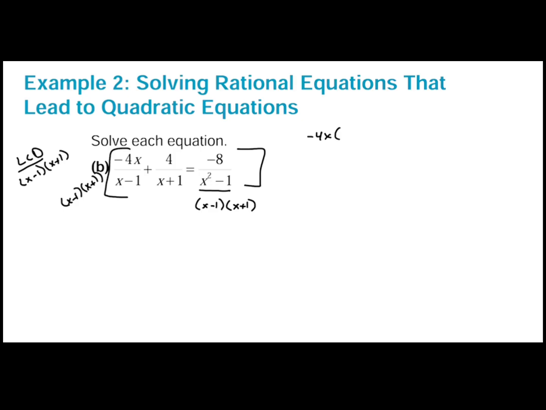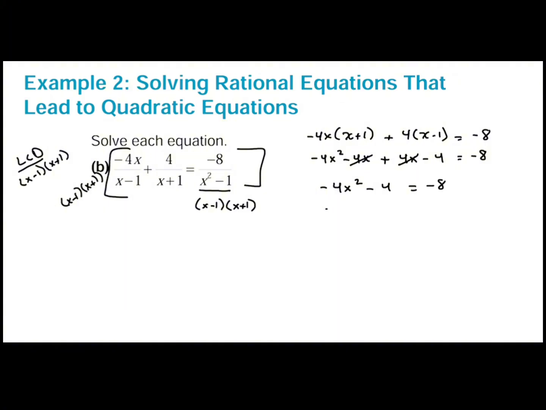Negative 4x times my x plus 1 plus 4 times my x minus 1 because the denominator is canceling with the other ones. Then it's going to be equal to negative 8. Therefore, I'm going to get negative 4x squared minus 4x plus 4x minus 4, which is equal to negative 8. So make sure when you're doing this, you make sure you multiply correctly. All right. Now, my two 4x's do what? They cancel. So therefore, I'm going to have negative 4x squared minus 4 is equal to negative 8.